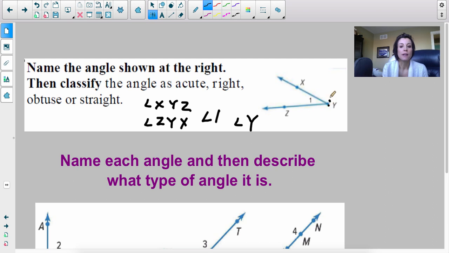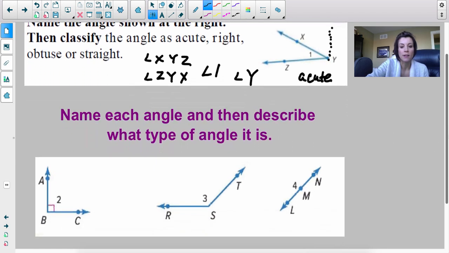It is less than 90 degrees, so we call this an acute angle. So get that in your notes. Don't know if some of you remember that or not. Directions kind of stay the same. Name each angle, then describe what type of angle it is.